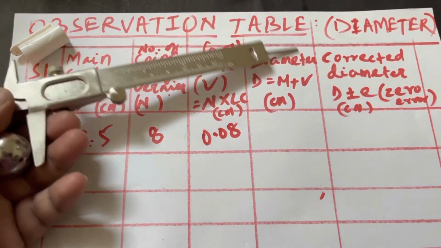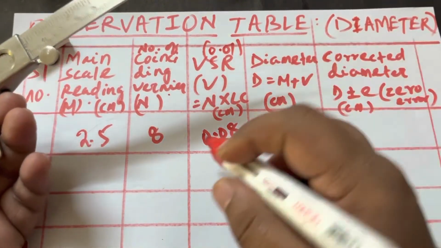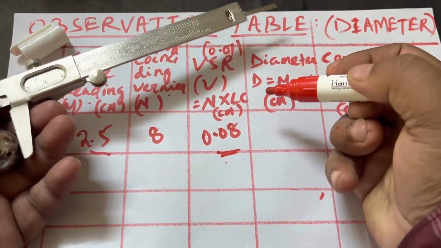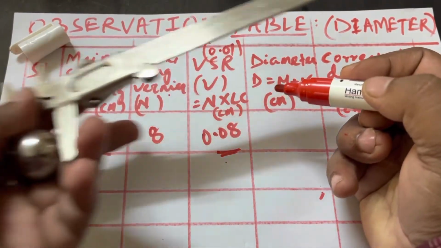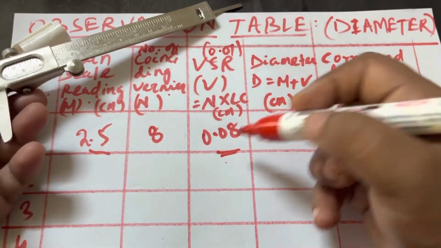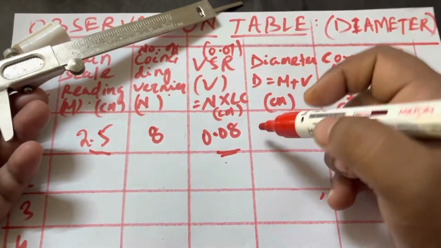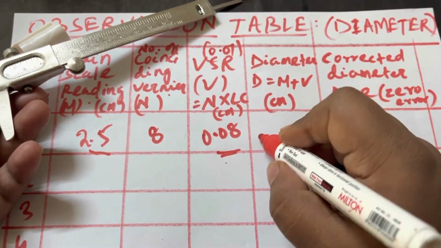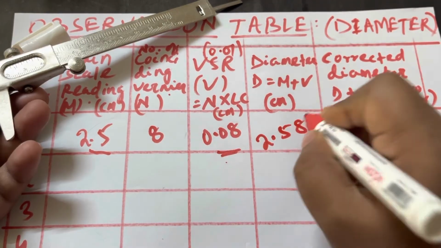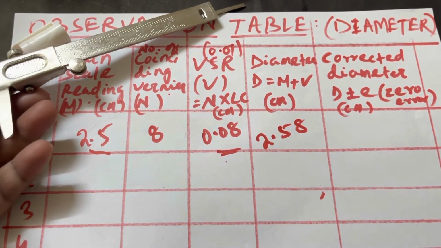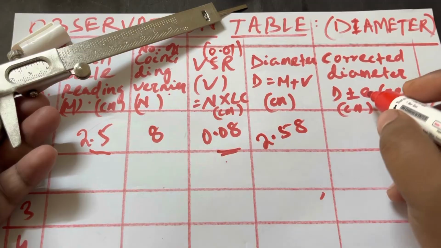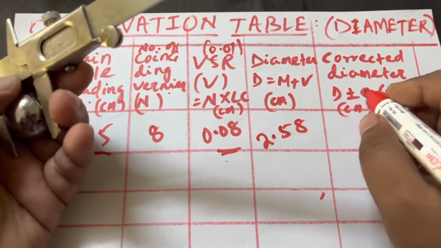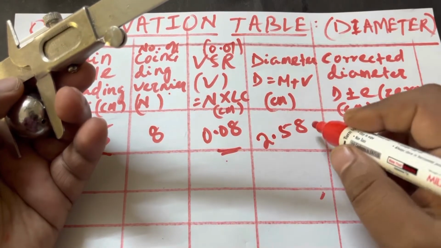Okay, now the diameter. So this is the main scale reading and this is the Vernier reading. So we have to add it. So 2.5 plus 0.08. So this will give 2.58 in centimeter. Right. Now as my apparatus has no zero error, I will not write it. The corrected one will also be the same.